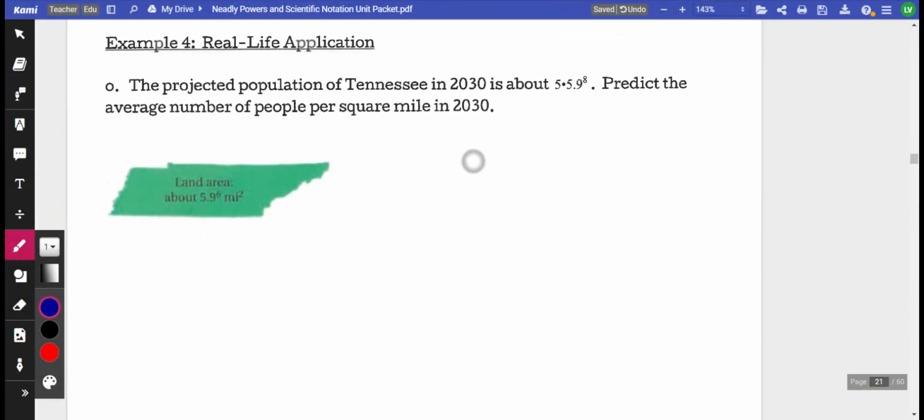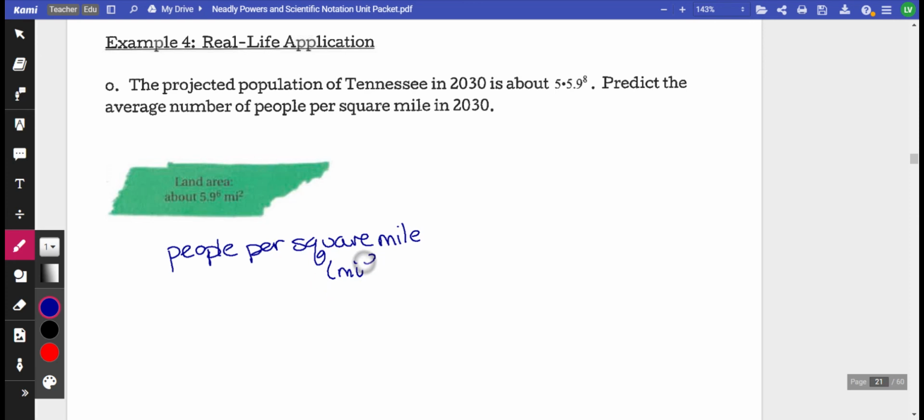So we're going to try a real-life application. The projected population of Tennessee in 2030 is about 5 times 5.9 to the 8th power. We're going to predict the average number of people per square mile in 2030. So let's write down some important information. People per square mile, or you could write that as people per mi squared.